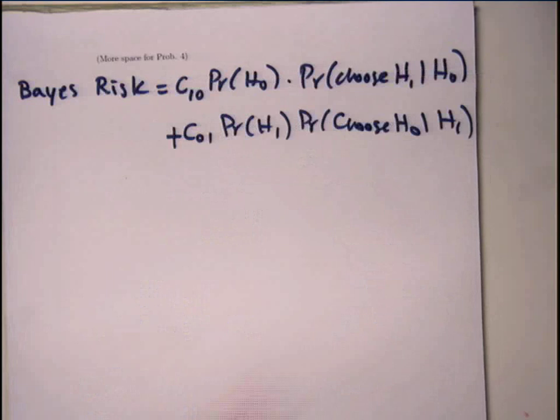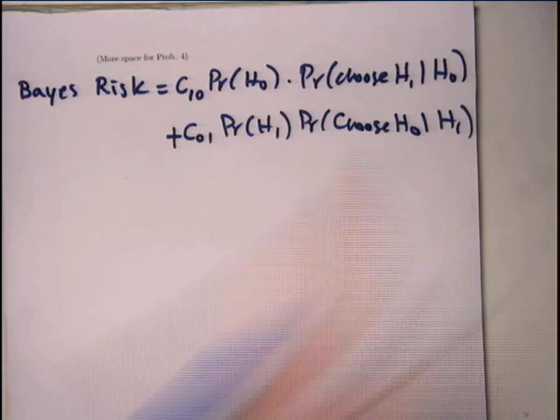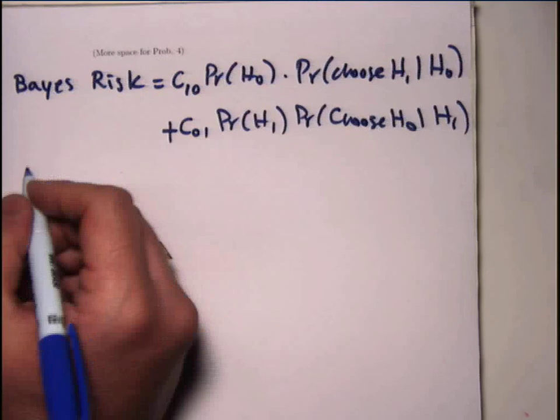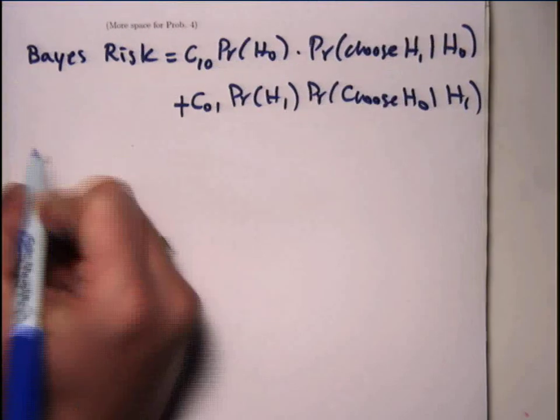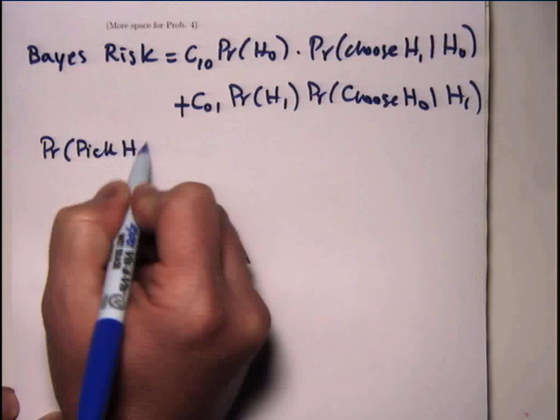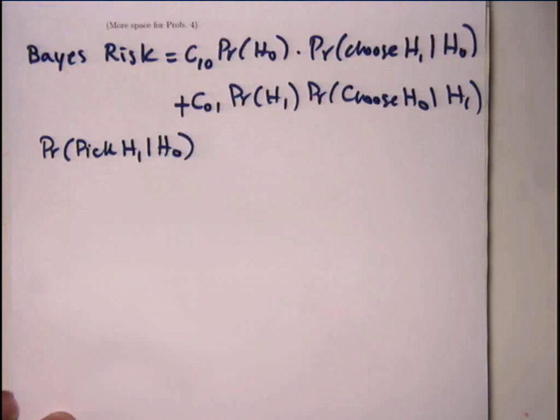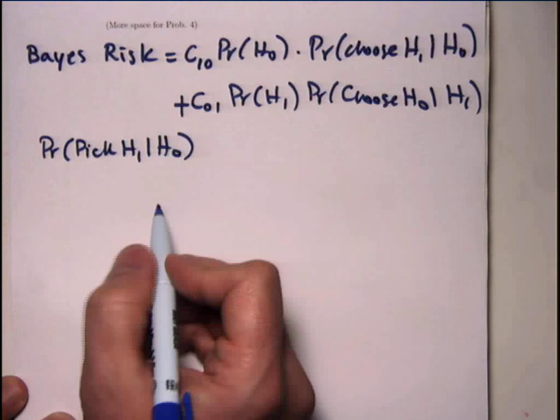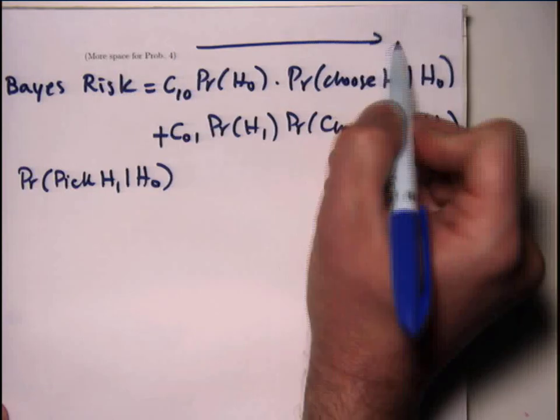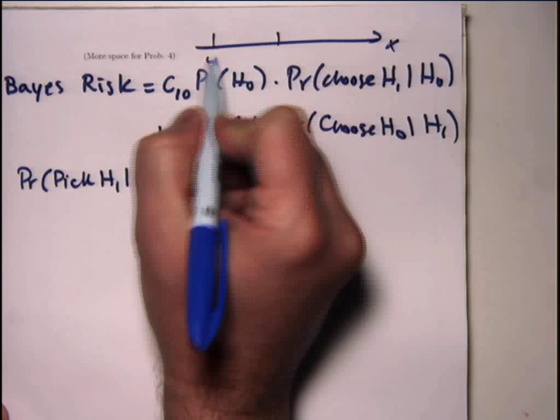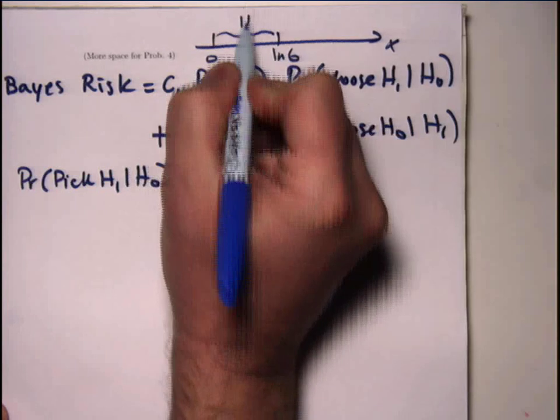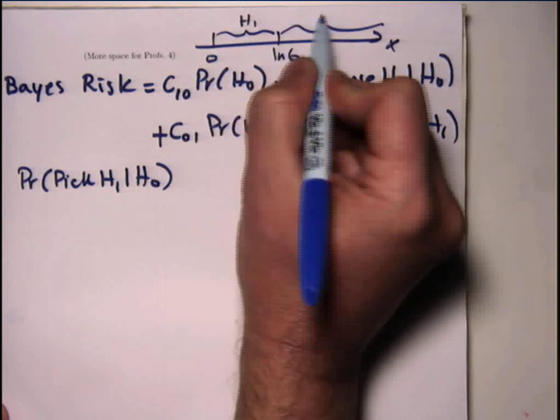So in order to calculate this Bayes risk, what I need to do is to compute these probabilities, and of course I know these coefficients. So first, let's do this probability of picking H1 given H0 is true. Okay? So this is, okay, let me redraw the range. This is x, 0, log of 6. In here we picked H1. Here we picked H0. Right?